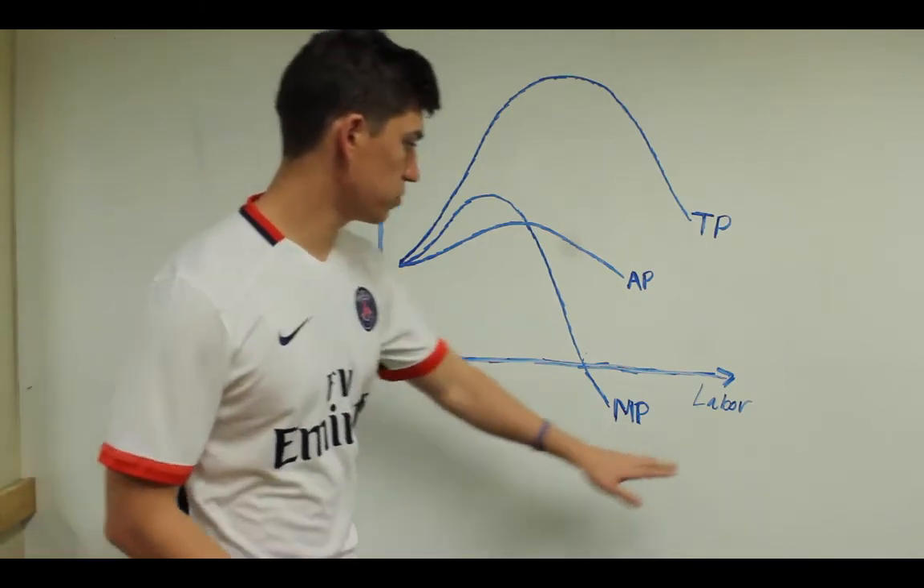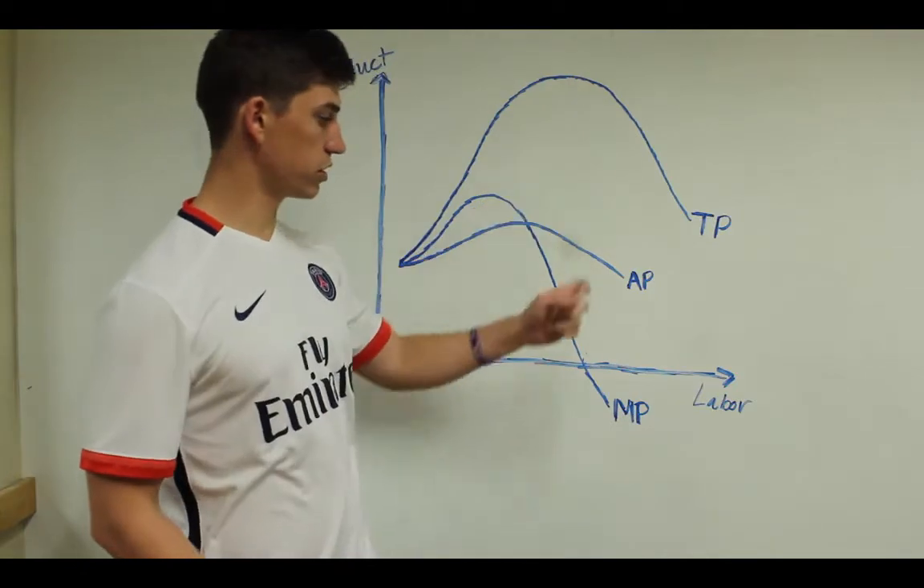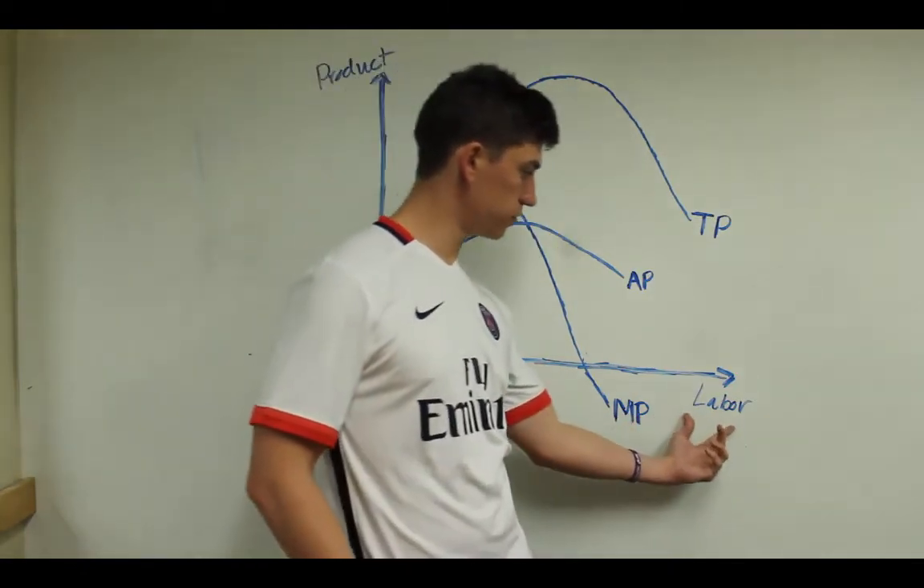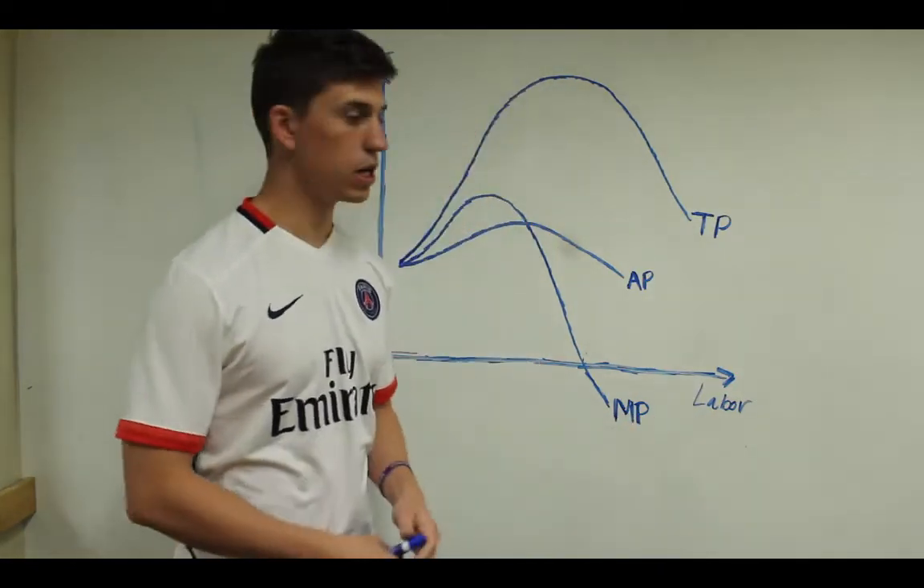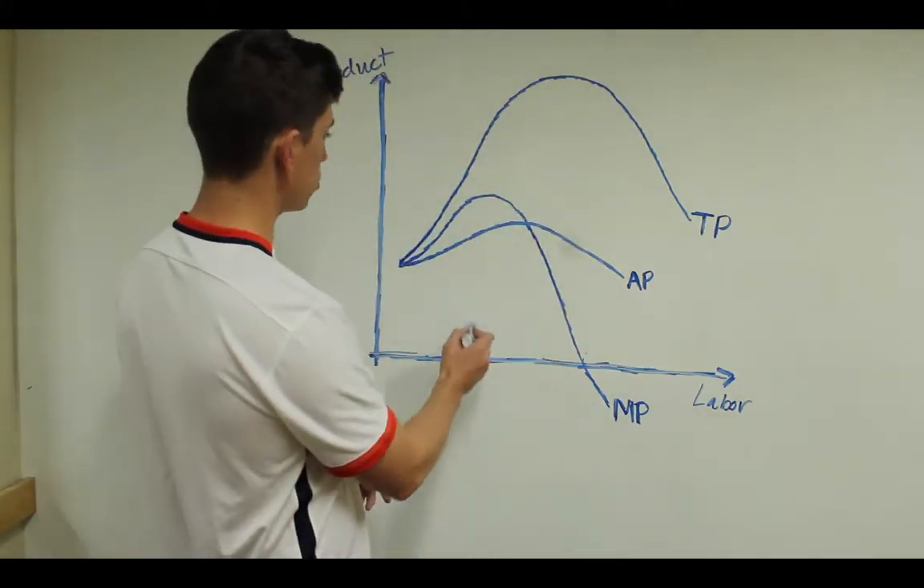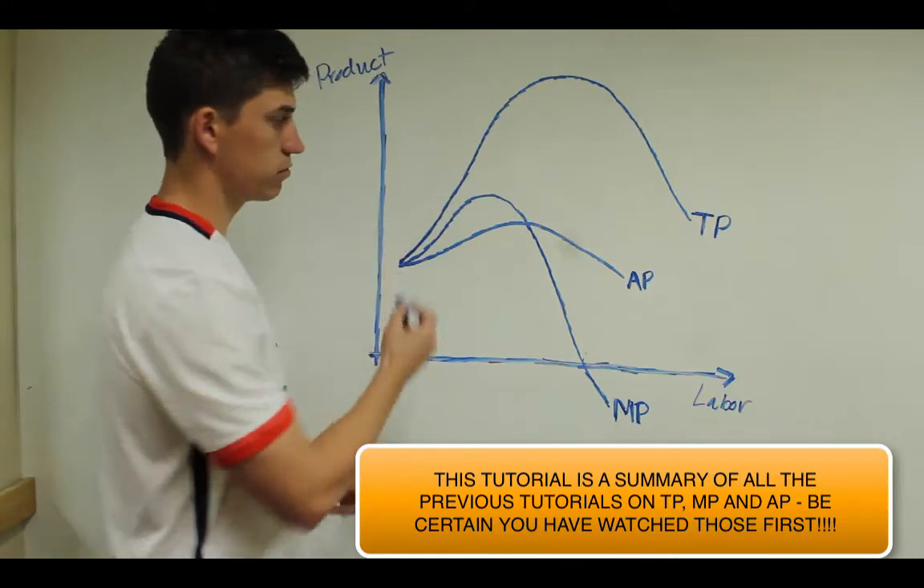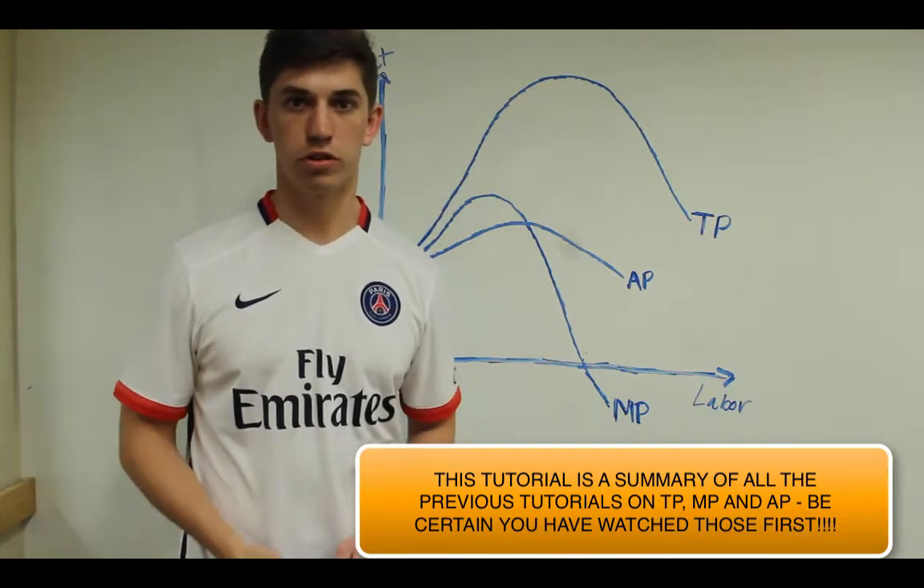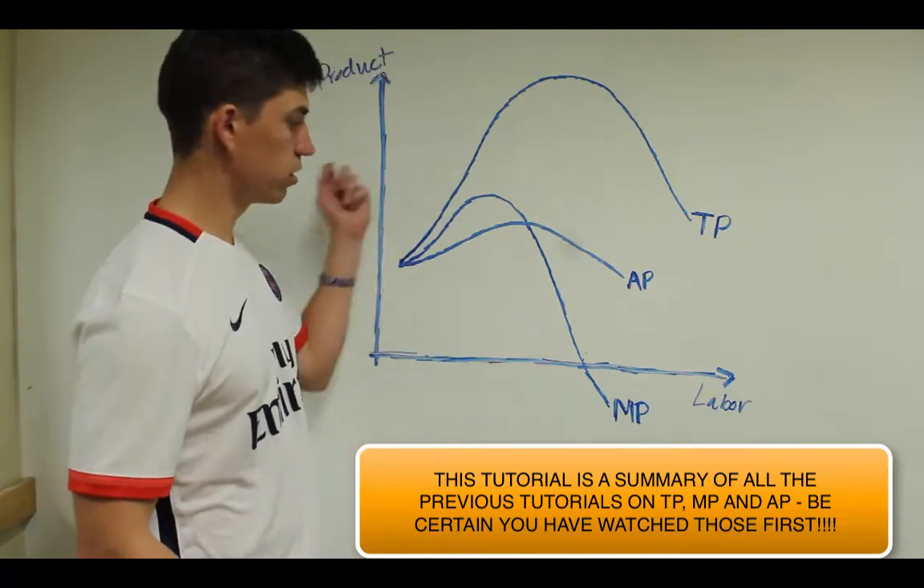So the first one, probably the most obvious one, is just total product. It says that with a certain amount of labor, this many hours, this is how much output you'll get. So if you have maybe 2 workers, you get 100 units of output or something, or 20 hours worked, 100 units of output.